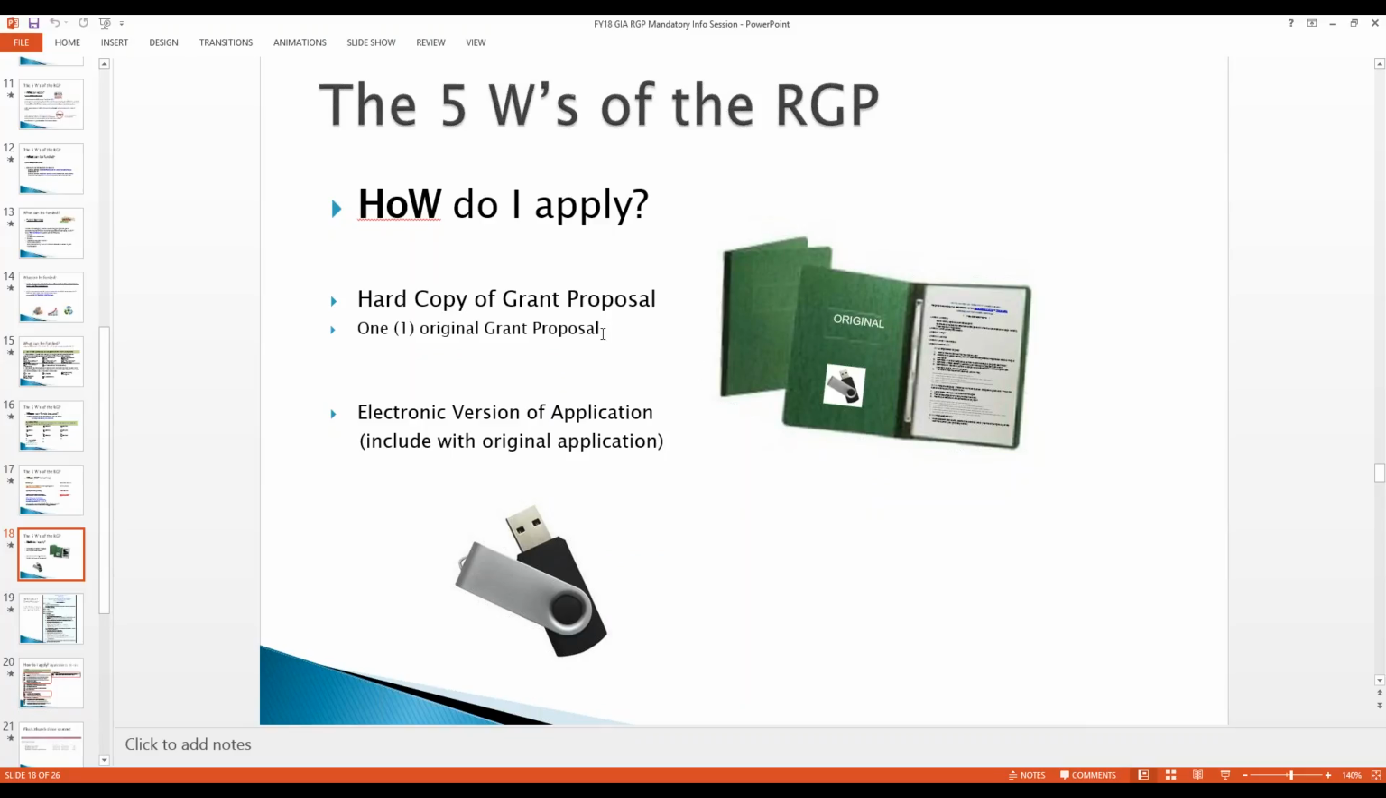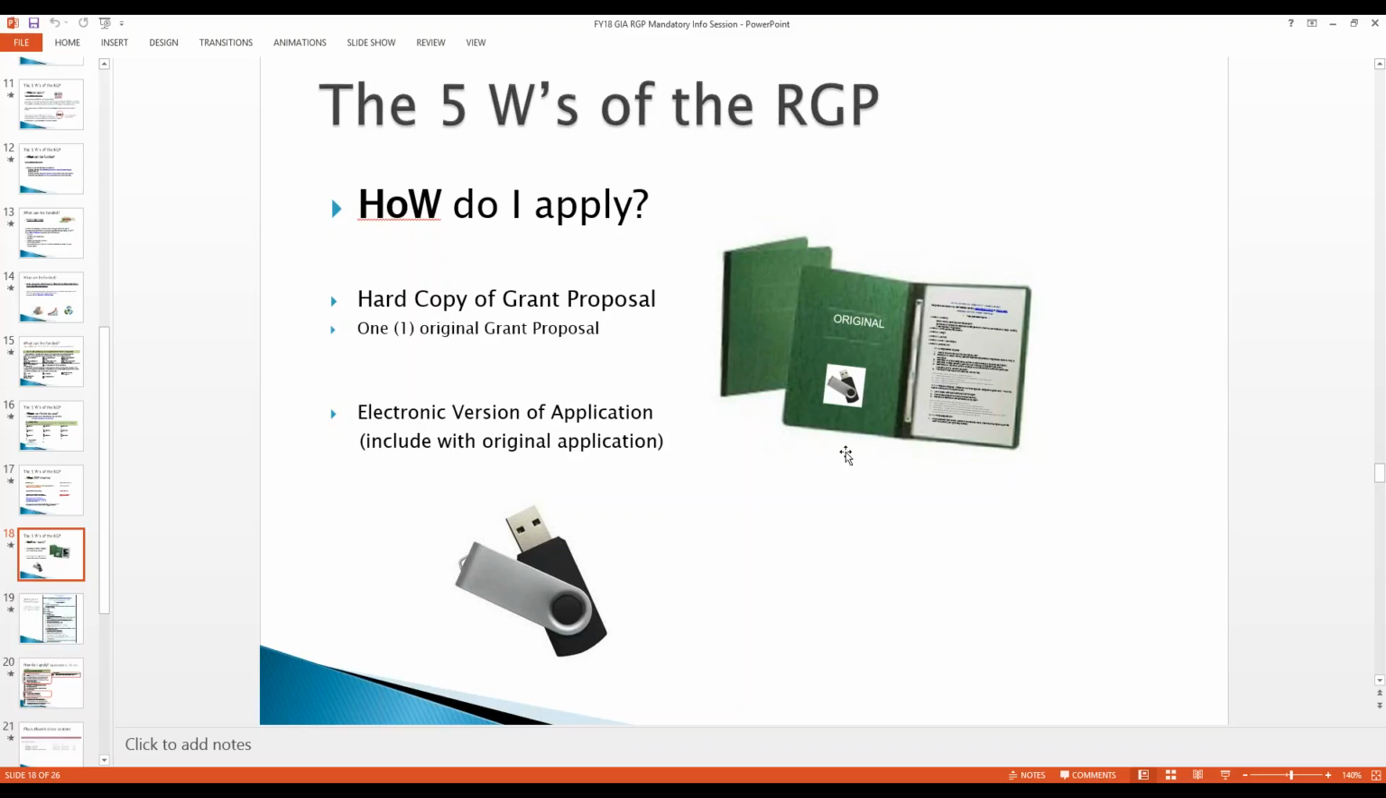You will have to submit one original hard copy of your grant proposal. In the past, we used to ask for an additional 8 copies of your grant proposal. Good news this year, no copies are needed, only one original hard copy of the completed grant proposal. And also an electronic version of your application on a flash or thumb drive, which you should attach to your original hard copy of the grant proposal. You may put it in an envelope, seal it, and make sure it's securely fastened to the application.